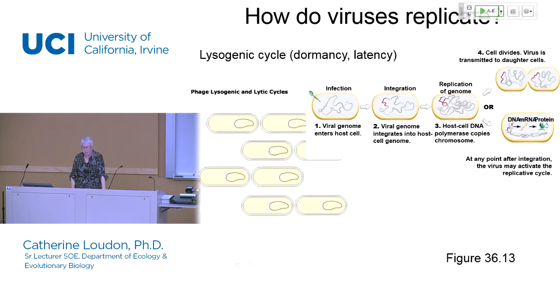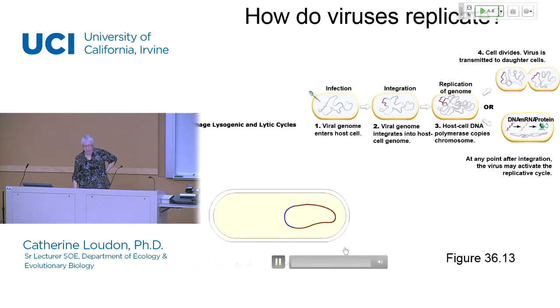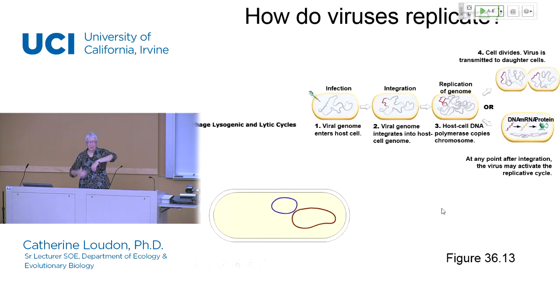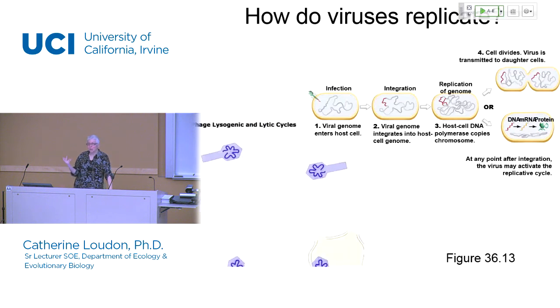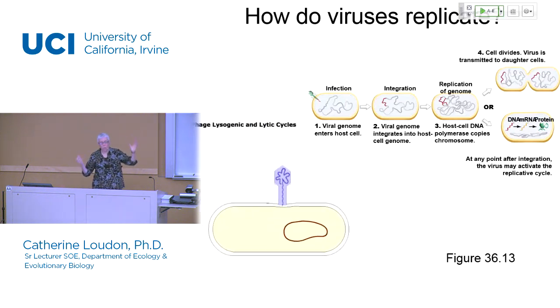Well, that's the final step in this figure here, as labeled. At any point after integration, the virus may activate the replicative cycle. So back to the lytic cycle, where the viral particles will be made and then will bust out of the cell. So let's watch that next step in an animated form. Here we go. It's coming out, and then it will take over the host's biochemical machinery, direct more copies of the viral genome and the proteins, and now we have more infective particles as just shown here.